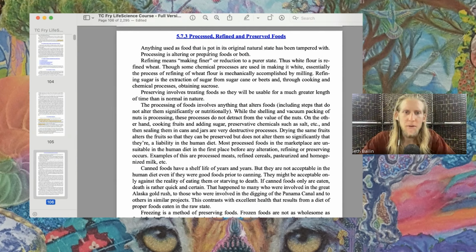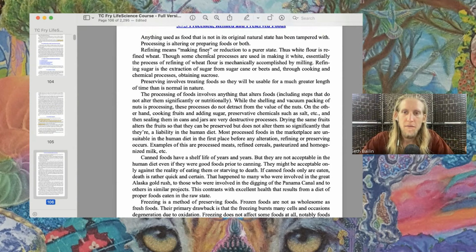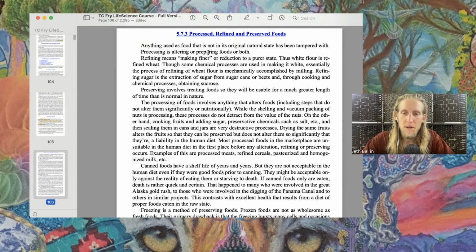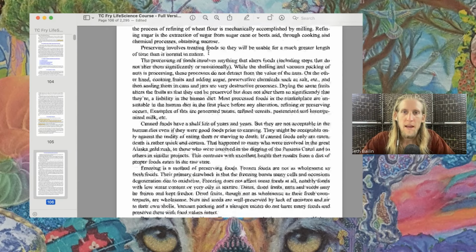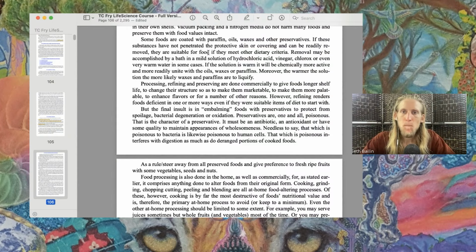Obviously, processed, refined, and preserved foods continue to strip away the vital nutritive quality of food and denature it. Preservatives, I think, are one of the most pernicious additives to foods, especially the ones that fool you into thinking they're natural, such as sea salt or citric acid. We see sea salt in our food all the time. We're like, oh, yeah, it's totally natural. It's like the most natural preservative out there.